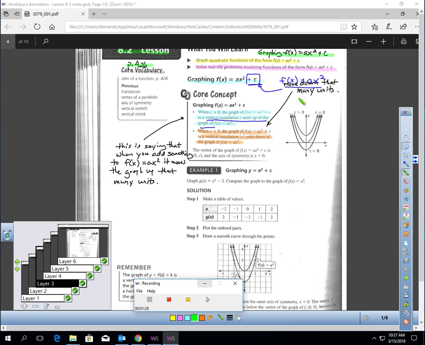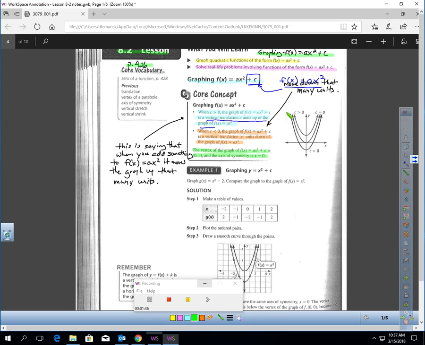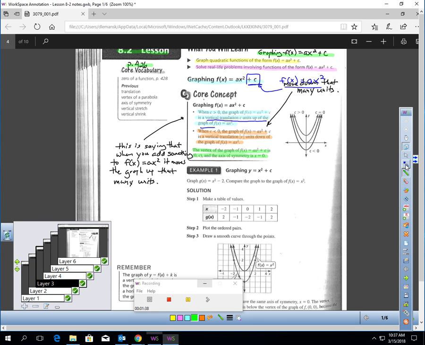Now when you translate your graph, it's going to change your vertex. So this is just saying the new vertex. So if c was 3, for example, it would take my graph and move it 3 units up the y-axis, which means my new vertex would be 0, 3. That's what this is trying to articulate to us.